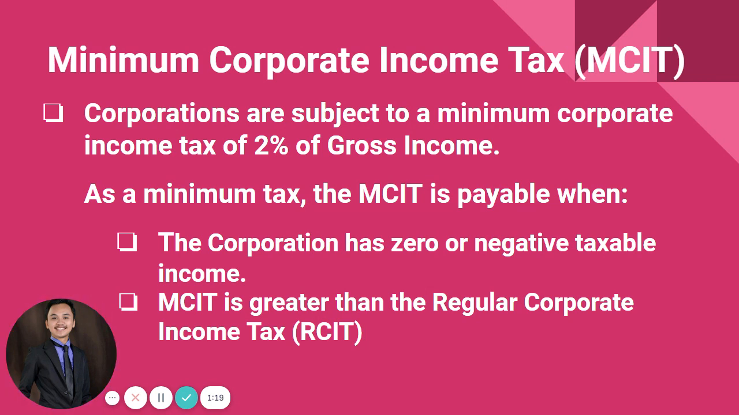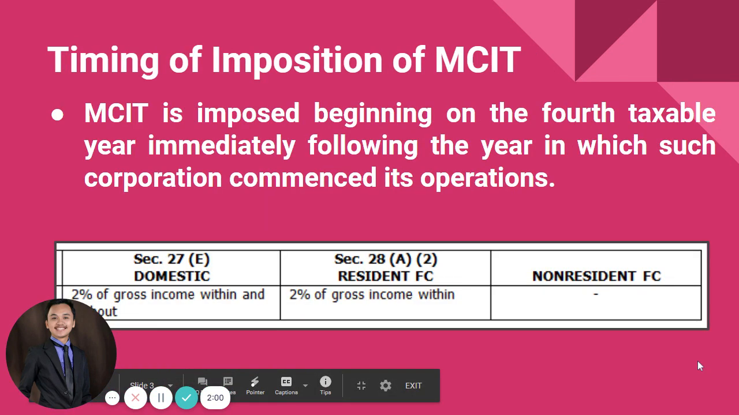Another, MCIT can only be applied when your MCIT is greater than your regular corporate income tax or RCIT. So that means when a corporation opted to use MCIT, then as the tax accountant of the corporation, we need to prepare two computations. One computation for our regular corporate income tax and the other for our minimum corporate income tax in order for us to ascertain which will be used as our tax due, because tax due again will be the greater between the two, either MCIT or our regular corporate income tax.